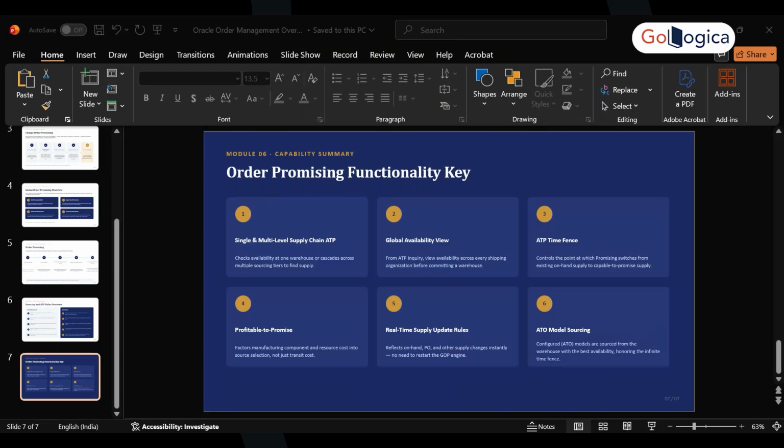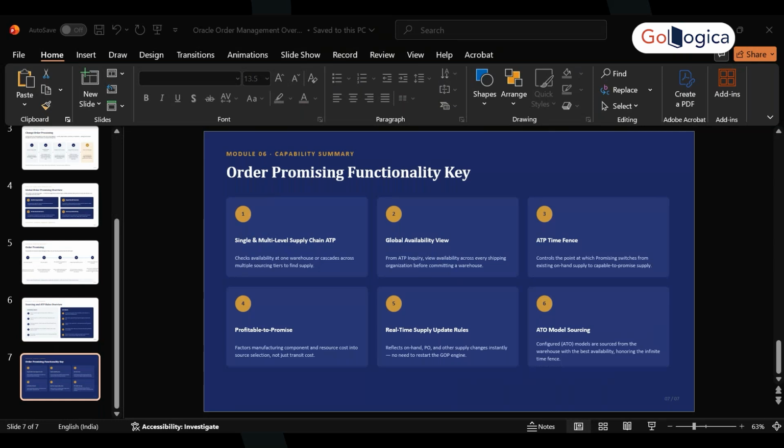So Oracle automatically selects the most appropriate fulfillment organization while ensuring that the configured product can be assembled and delivered within the promised time frame. And this capability is especially useful for industries that manufacture configurable products based on the customer requirements.